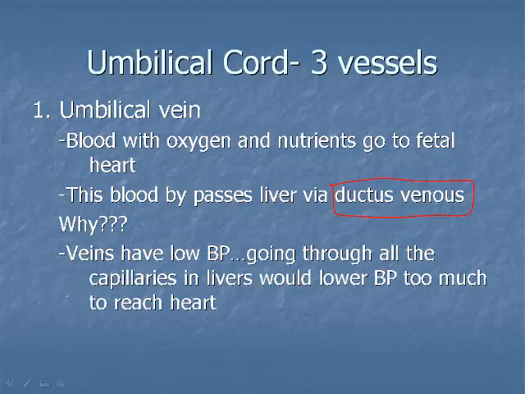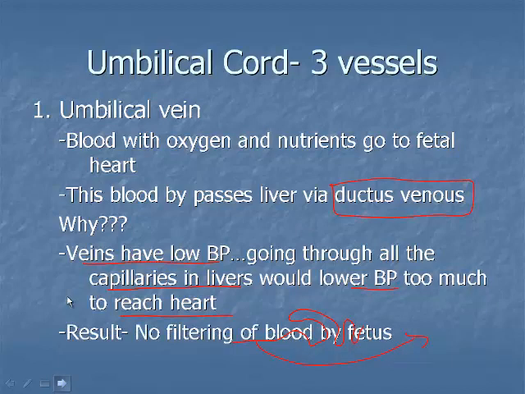The big why is that veins have low blood pressure, like we talked about. So going through all of the capillaries in the liver would further reduce that blood pressure, and it would reduce it so much that that venous blood wouldn't ever actually make it to the heart. So instead of going through all of this network of capillaries, it just takes the big overpass and goes straight past the liver and into the heart. So the result, though, which is a negative, is that there's no filtering of the blood by the fetus. Okay, so that's why things like alcohol coming from the adult could be very harmful to the developing fetus.